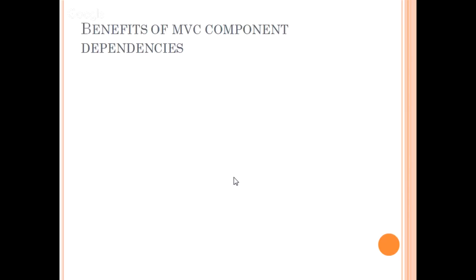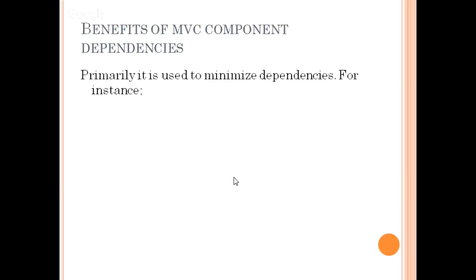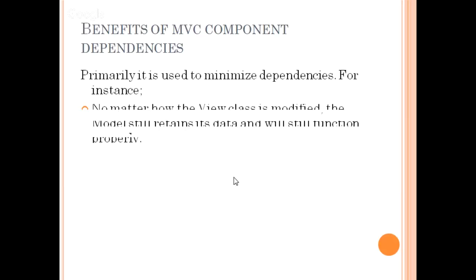So the benefits of this correlation between these components are summarized below. No matter how the view class is modified, no matter how you try to click on another event, you cannot change the state of the model. That means the model still retains its original state and it will still function properly.